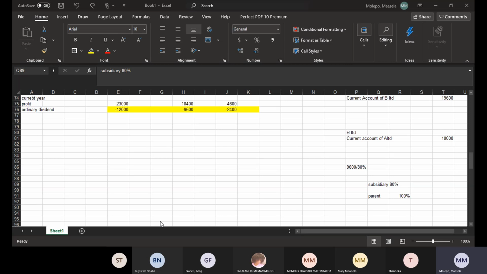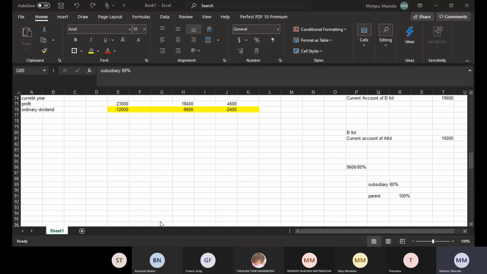In the current year, the dividend is now declared at 12,000. So A Limited will be entitled to 9.6, and the non-controlling interest will be entitled to 2.4. So we record the entry in the current account.